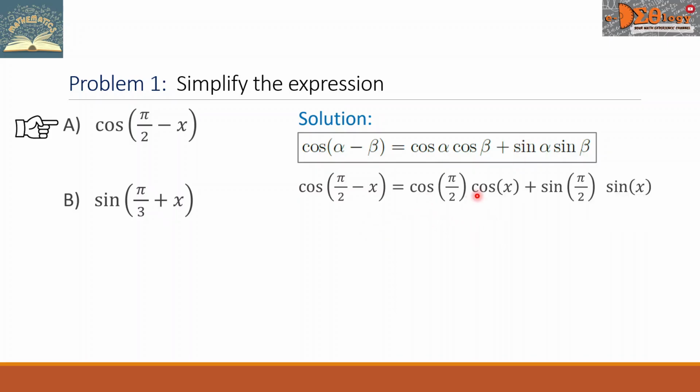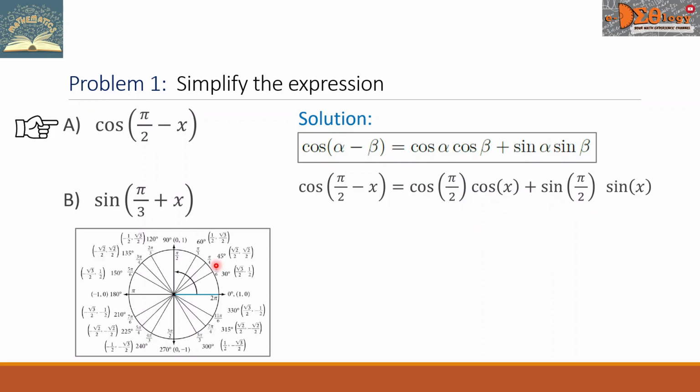So we get cosine of pi over 2 times cosine of x plus sine of pi over 2 times the sine of x. With our unit circle here, let us get the values respectively. For the cosine of pi over 2, that will be 0 times the cosine x plus the sine of pi over 2 is equal to 1 times sine x. This 0 times cosine x becomes 0. Then 1 times sine x is simply sine x.